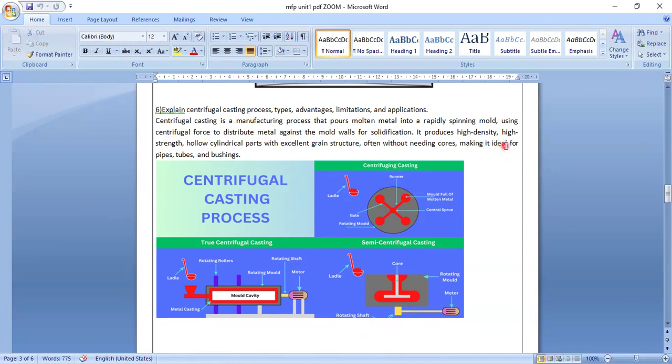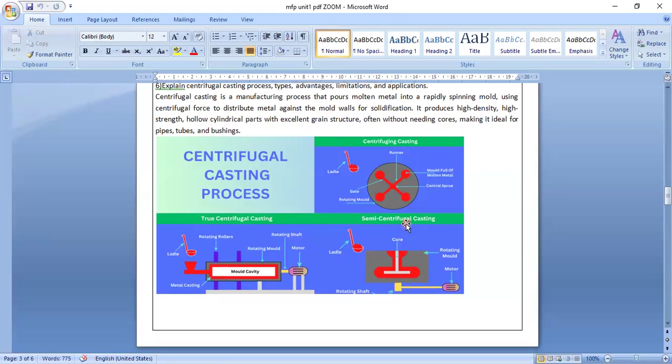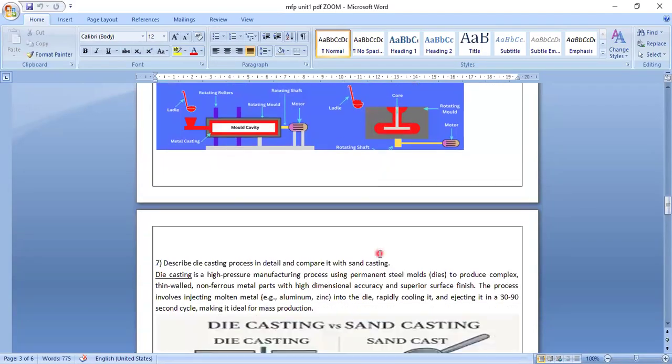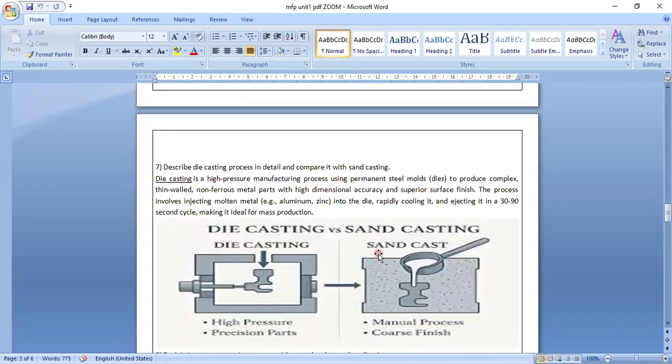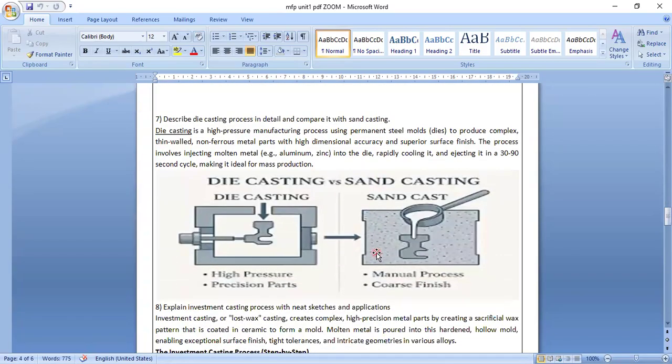It produces high density, high strength, hollow cylindrical parts with excellent grain structures, often without needing cores. So no core is used. Automatically it will spread here because spinning is there. Making it ideal for pipes, tubes and bushings. So what pipes are made? Here tubes are made, bushings are made. So bushings which are used in automotive components can be made.